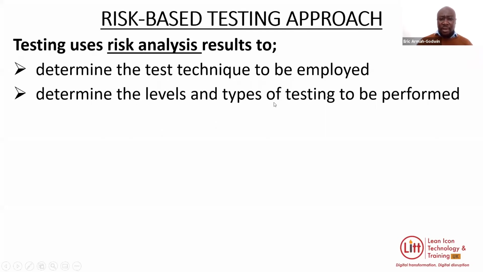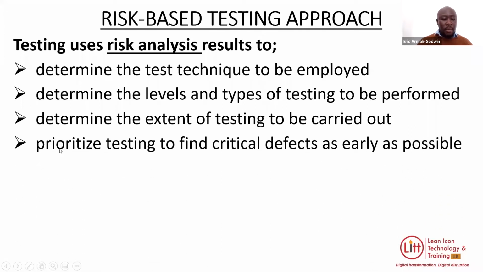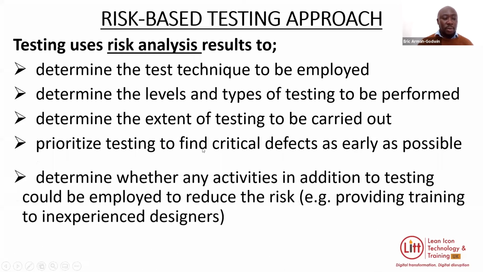The team could also determine the levels and types of testing to be performed. They may also determine the extent of testing to be carried out, how much testing. They might also decide to prioritize testing to find critical defects as early as possible. I said this before, it's important that testing is engaged early. So at the review stage and design stage, you want to bring testing in. At this stage, we may decide as part of risk analysis to prioritize some of this testing in order to find critical defects as early as possible.